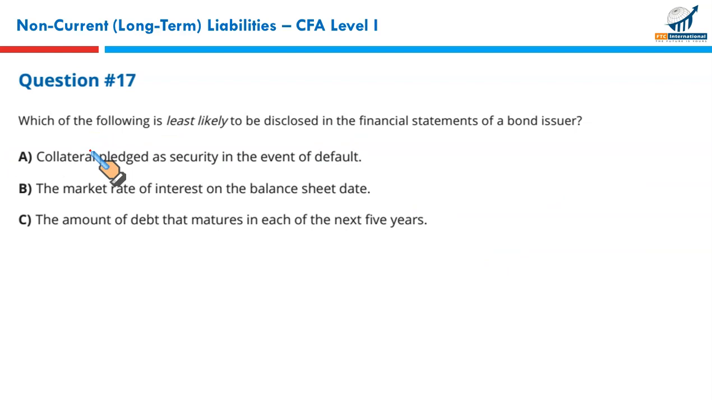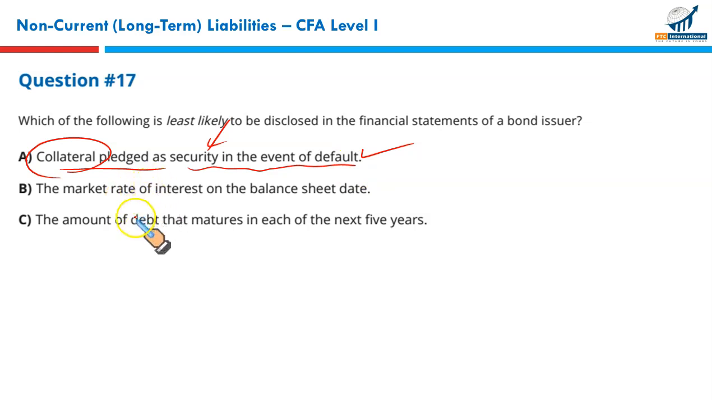Next, which of the following is least likely to be disclosed in the financial statements of a bond issuer? Least likely. Collateral pledged as security in the event of default. This is very essential, must be disclosed. If bonds have been collateralized, which specific asset has been offered as security? Must be disclosed.